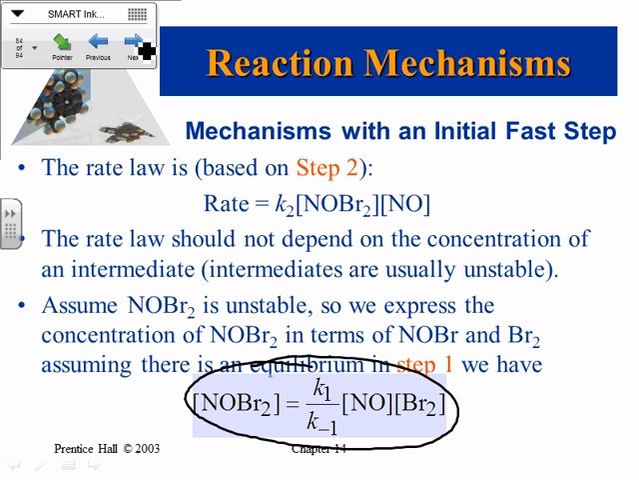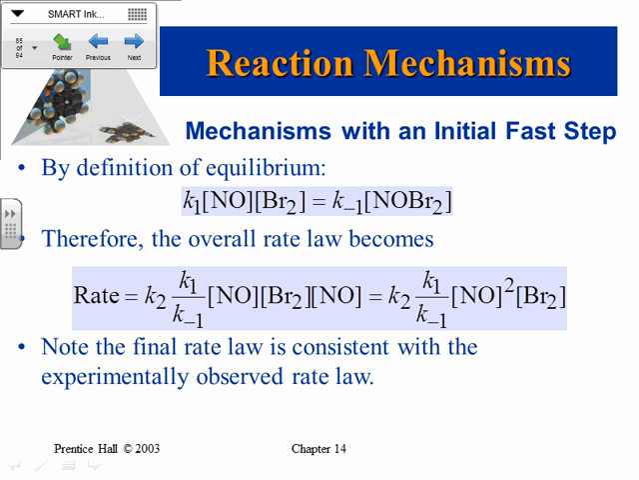Now, this was our rate law that we originally wrote, based on the slow step in the reaction. But because we're not allowed to have an intermediate in that rate law, let's go ahead and substitute in this for NOBr2. So we just plug that in right there. And so what we end up with is this expression right here.